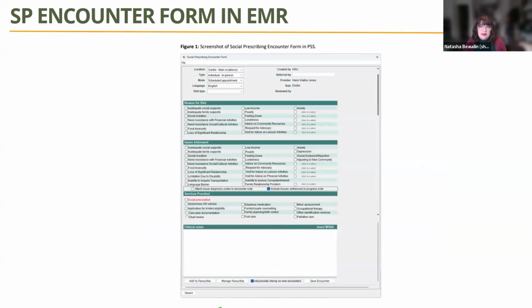So we have a standard encounter form. So visit for social supports, family supports, social isolation, low income, food security. Those are some standard encodes that we use.